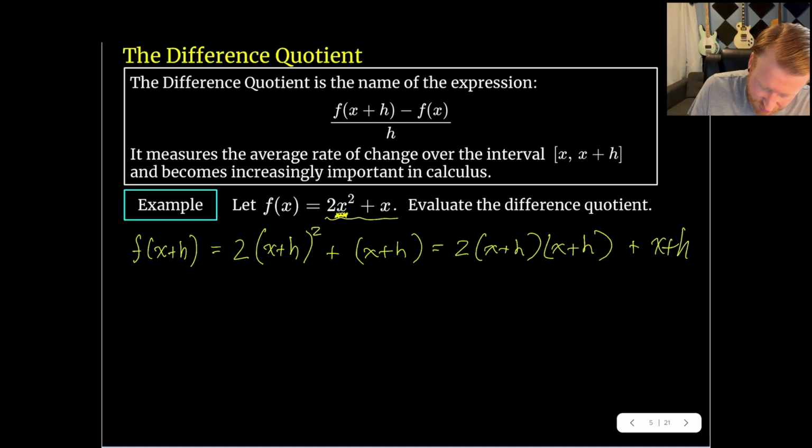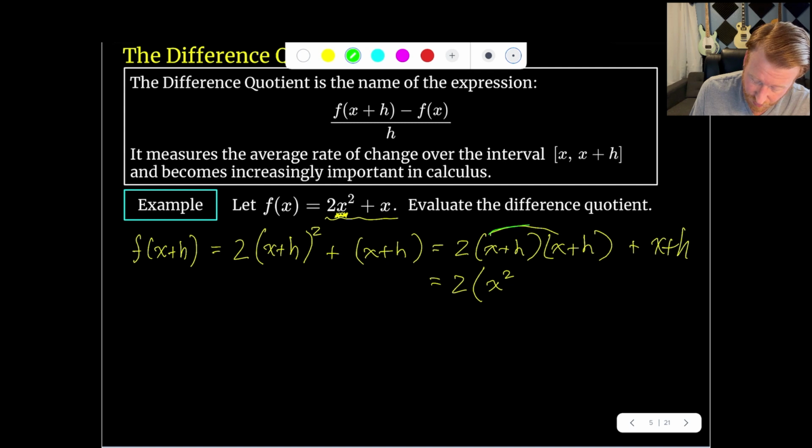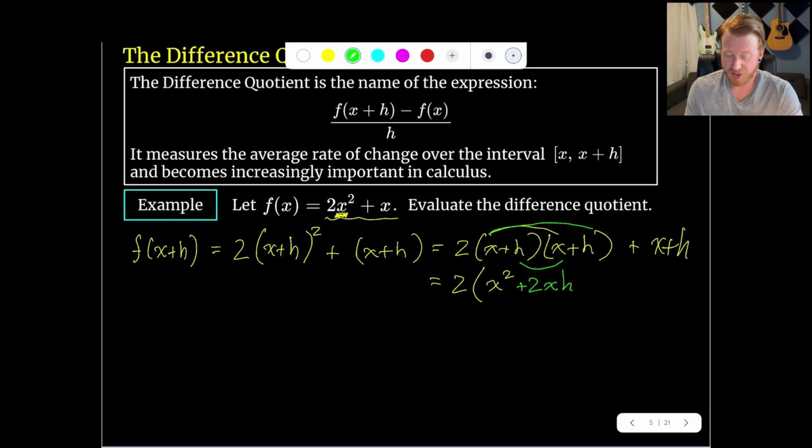Okay, so continuing on here, I will FOIL out what we've got over here. So I'm going to keep this 2. It's just coming along for the ride. And as I FOIL out what we've got here, x times x is going to give me x squared. And then I've got x times h and another x times h, which is going to give me plus 2xh. And then finally I've got h times h, which is going to give me plus h squared. And then at the end here, we still have the plus x plus h.